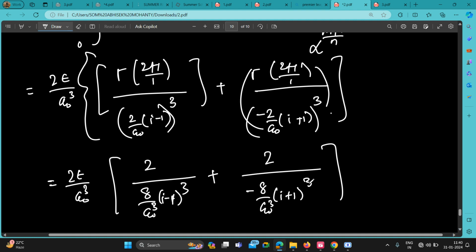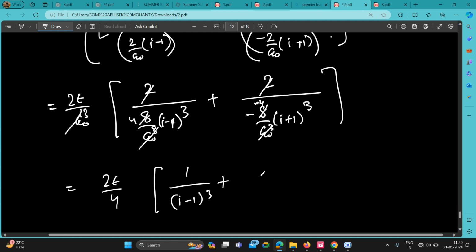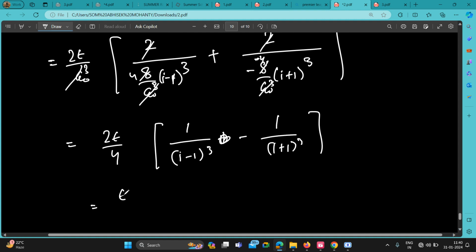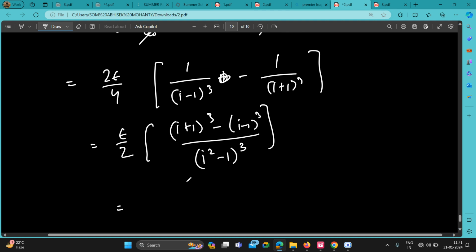It's a bit tricky here. And this a naught cube can be cancelled out, right? 2 by 8 is 1 by 4, this is minus 4. So 4 will go out, 2 epsilon by 4, 1 by (i minus 1) whole cube plus or minus 1 by (i plus 1) whole cube. Let's see. Epsilon by 2, (i plus 1) whole cube minus (i minus 1) whole cube over (i square minus 1) whole cube. i square minus 1 is minus 1 minus 1, that is minus 2, cubed is minus 8. So epsilon by minus 16.